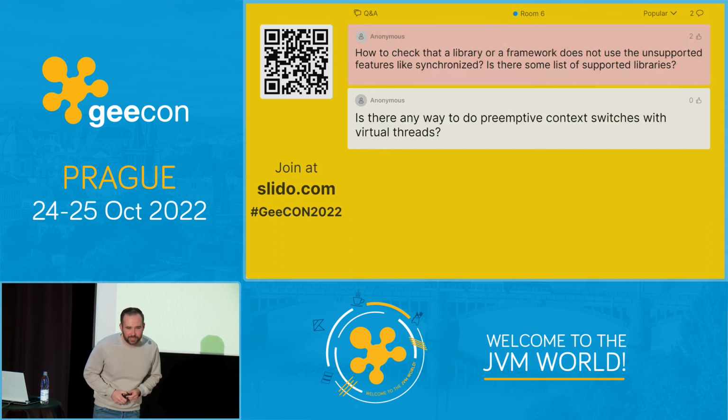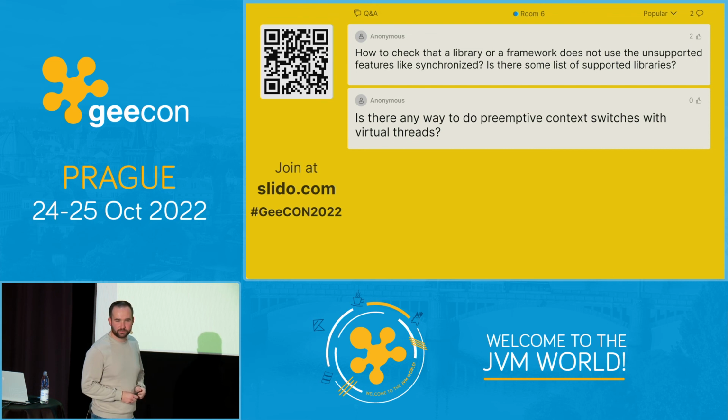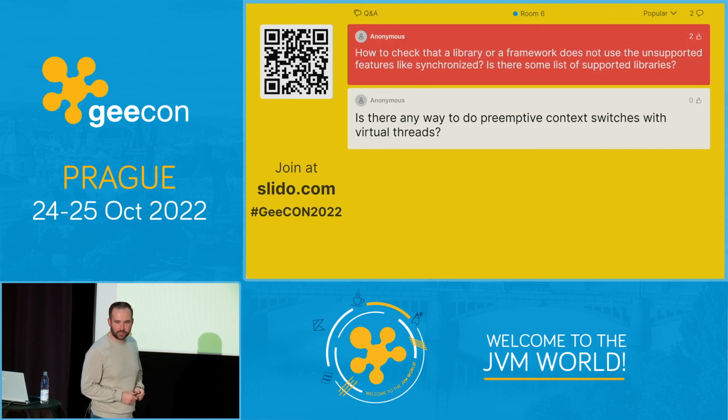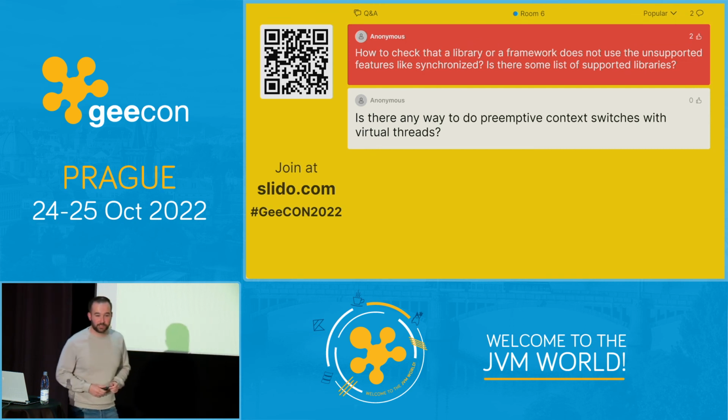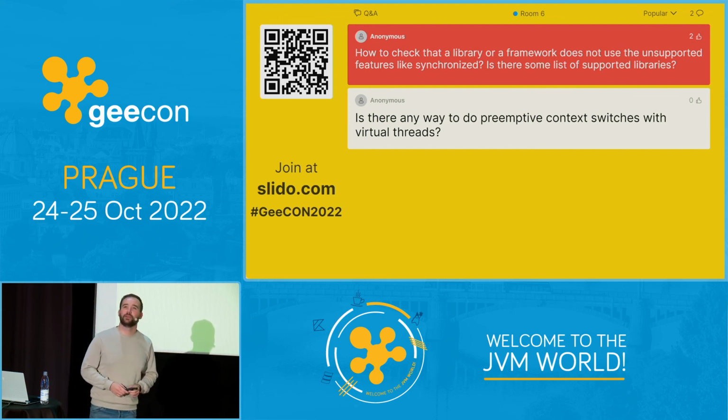How to check that a library or framework does not use unsupported features like synchronized? Is there some list of supported libraries? There is no list that I'm aware of, but you should just really try it out. It's in preview after all. So I would encourage you to just try it out. I see someone waving. Yes, there is a way.